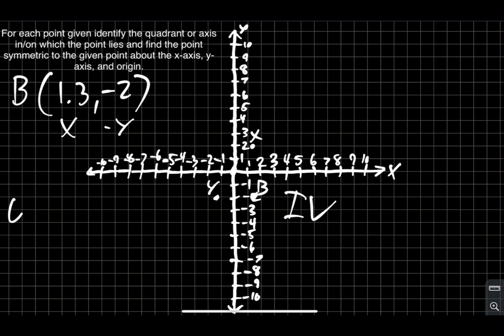So for point O, which is going to be the point symmetric to B about the origin, it's going to have negative 1.3, comma, and then positive 2. So when we plot our point, it's going to be about right here. That's going to be point O.